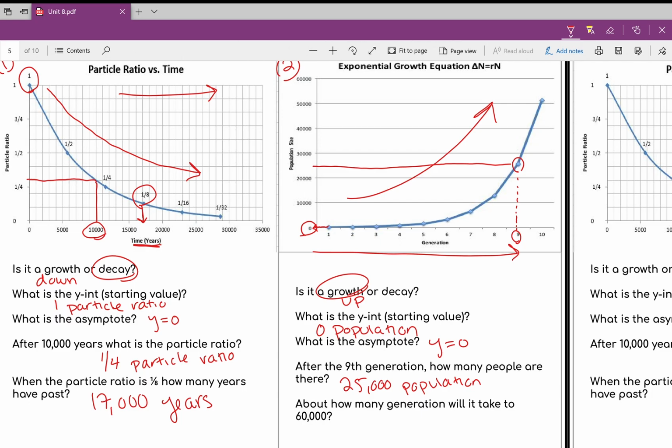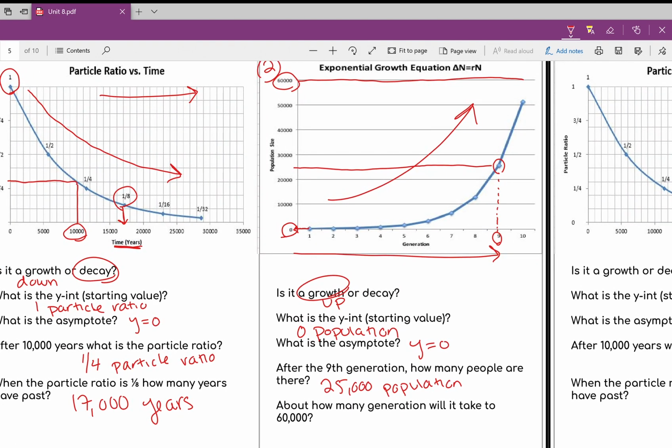So the next question says, about how many generations will it take to get 60,000 in our population? So 60,000 is all the way up here. So about how many generations will it take? So this is going to be kind of like a little guess here. How would you think this would increase? So it looks like it would get to about, let's say, 10.5 generations. So if you put 10 generations or if you put 11 generations, then that is correct.